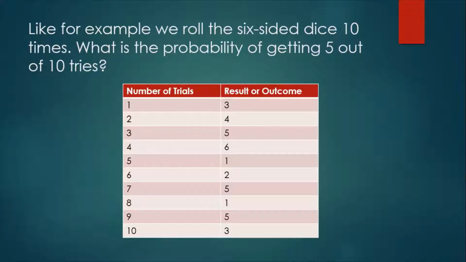In the first trial, we got 3. For the second trial, we got 4. For the third trial, we have 5. For the fourth trial, we have 6. For the fifth trial, we have 1. For the seventh trial, we have 5. For the eighth trial, we have 1. For the ninth trial, it is 5. And for the last trial, that is 3.